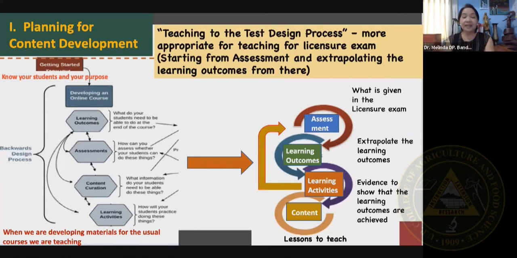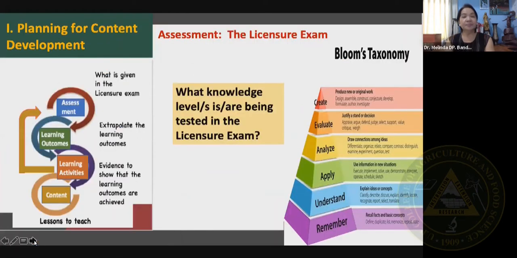And of course, the content will have to be based on the assessment and the learning outcomes that we want to achieve. Okay, so again, this is our anchor. Now, the first question, as I have mentioned, is we look at the assessment. So what exactly is the knowledge level? And I think I have mentioned this before as something that we really need to consider.